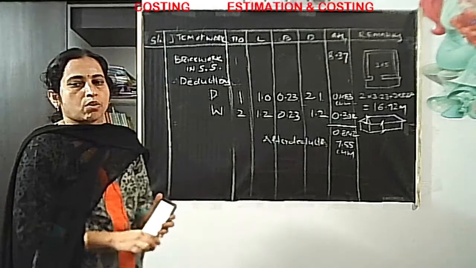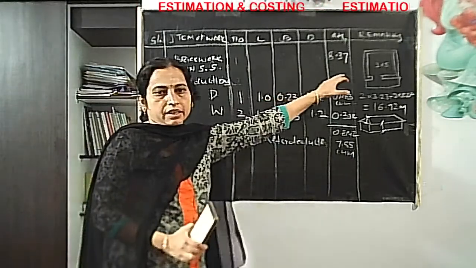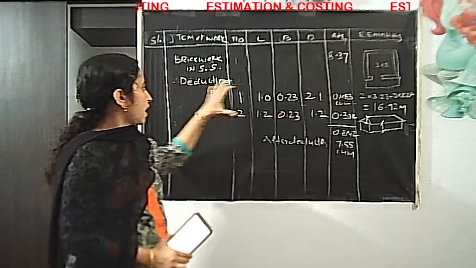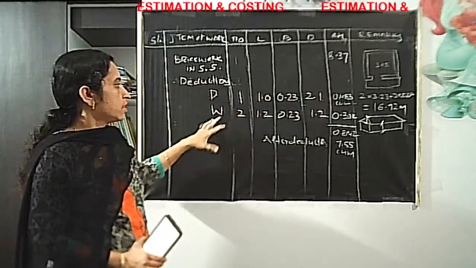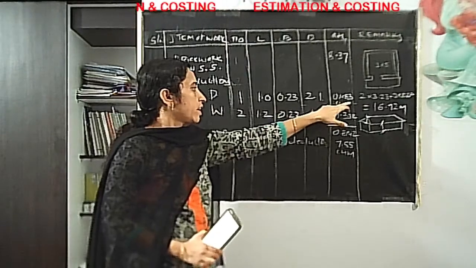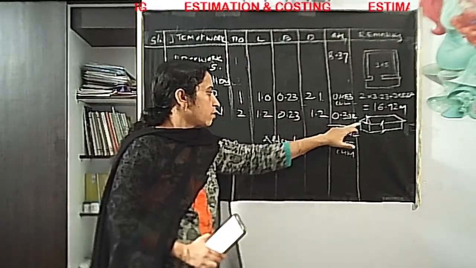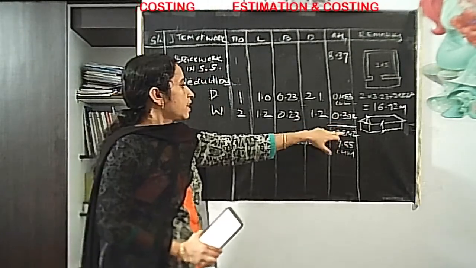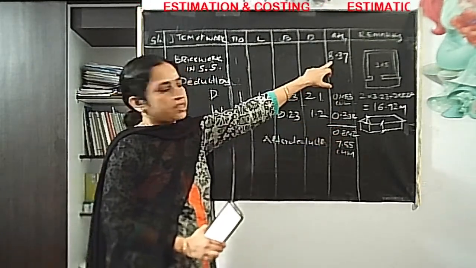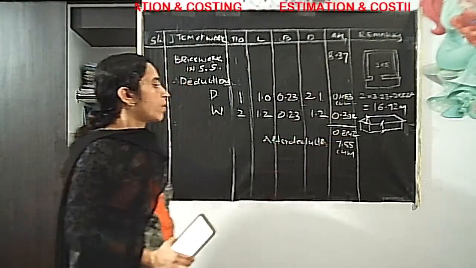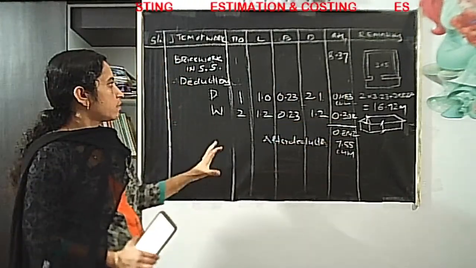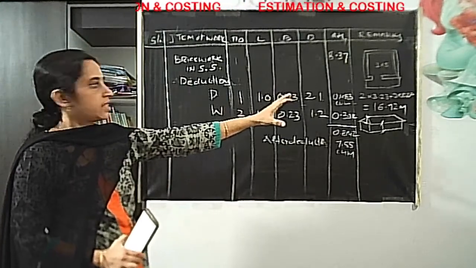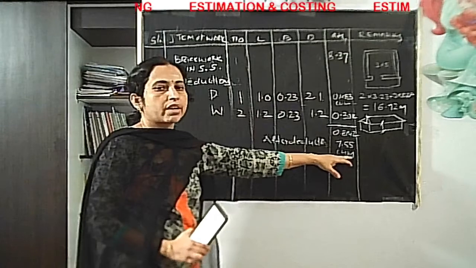So, hope you have understood. After adding the gable walls, your quantity of brickwork is 8.37. We have to deduct the doors and windows. Your door quantity is 0.483, window is 0.3312. So, total deductions is 0.8142. You are deducting 0.8142 from 8.37, that is equal to 7.55 cubic meter. So, brickwork in superstructure in case of this small single room building is 7.55 cubic meter.